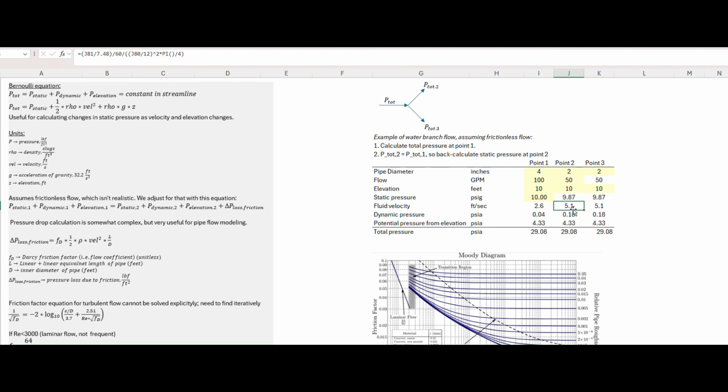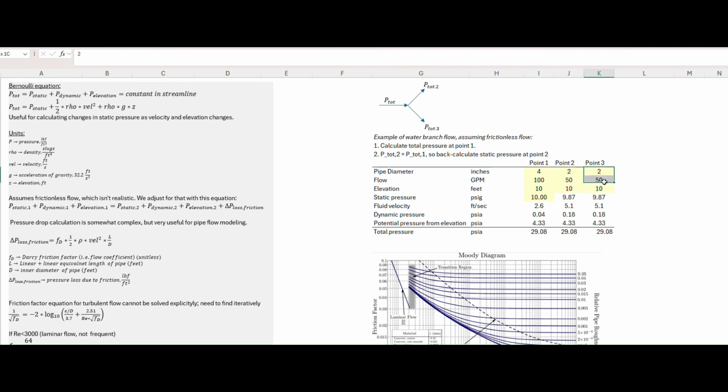The reason for that is because the fluid velocity increased. If you increase the fluid velocity, the gauge pressure is going to go down. And that's just because of the trade-off between your dynamic pressure and static pressure here.